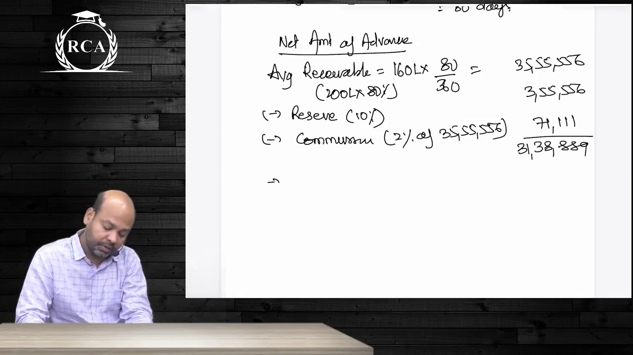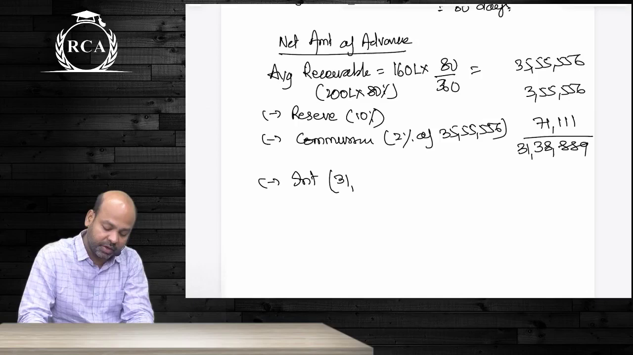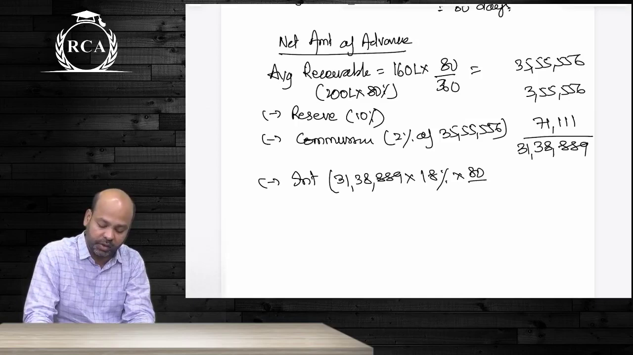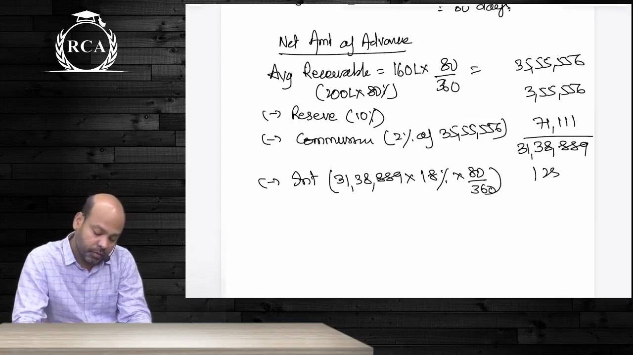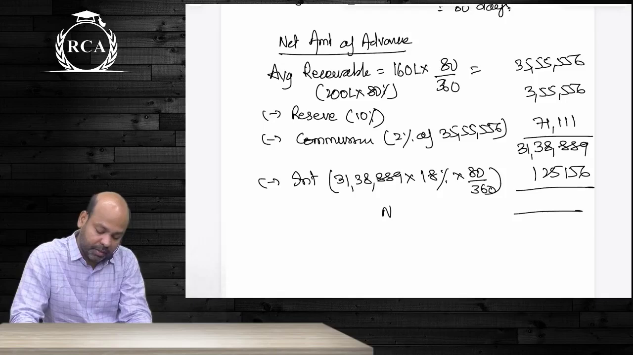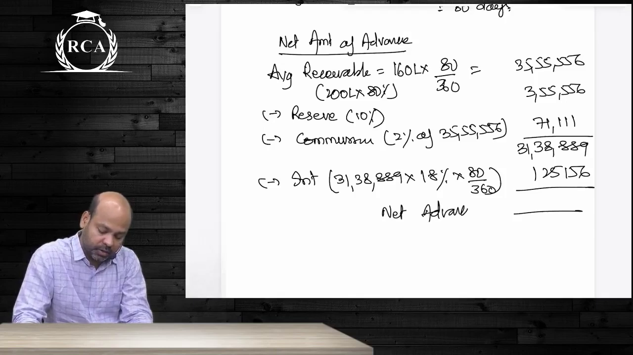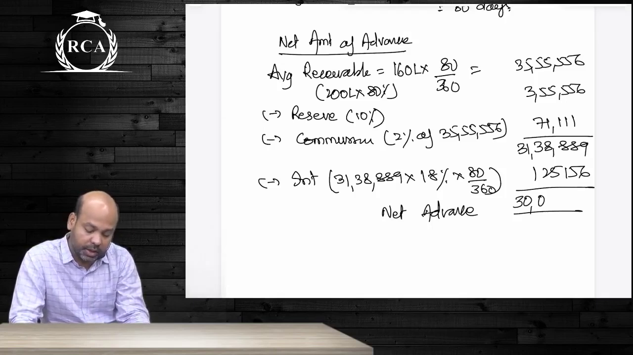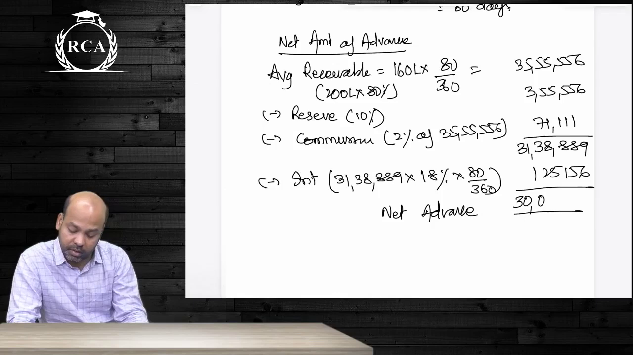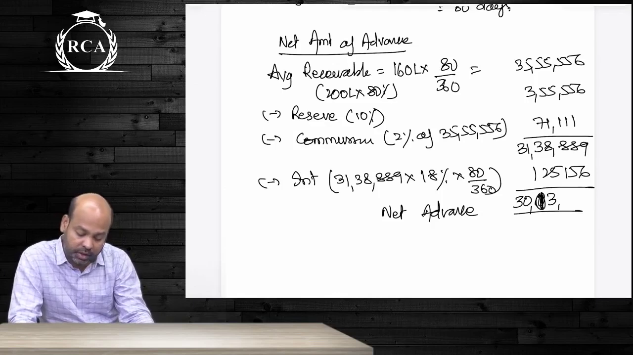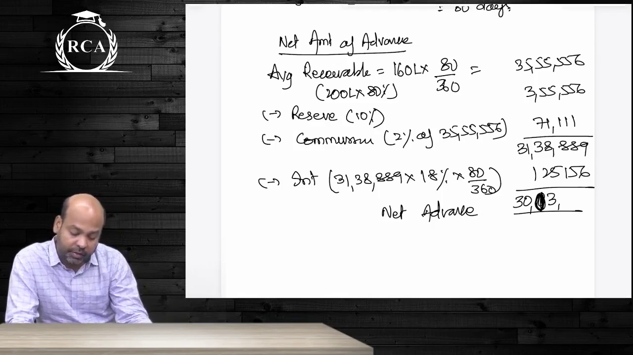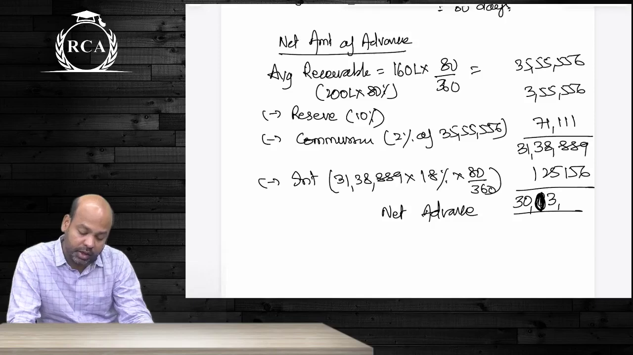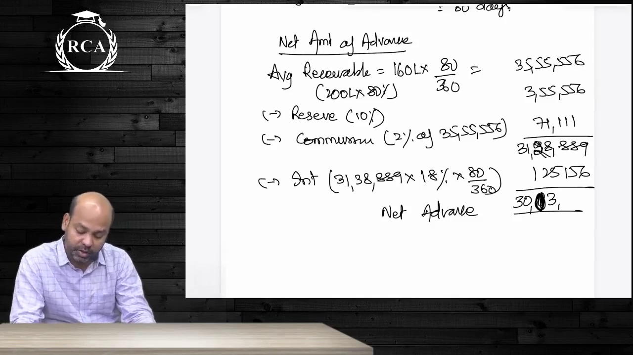880. This is on this amount, beta, that they're going to charge interest. What is the interest rate? Into 18%, beta, into 80 divided by 360. 150. This will become net amount of advance, beta. Minus करना है, add नहीं करना है. हाँ, 30 lakhs. 30 lakhs. 13,000. 3,000 वो 1,25,000 है और 31,28 है, वही सोच रहा हूँ बेटा. हाँ, 30 lakhs.